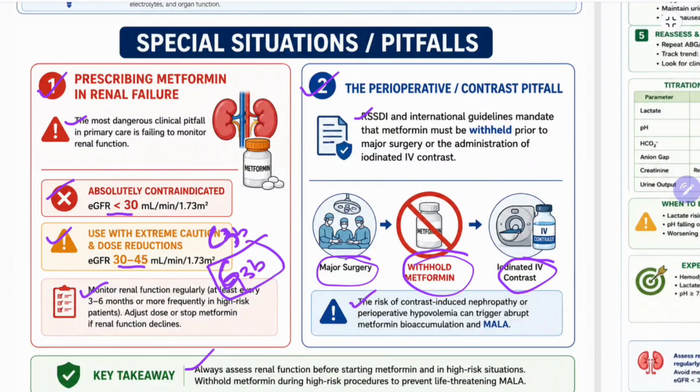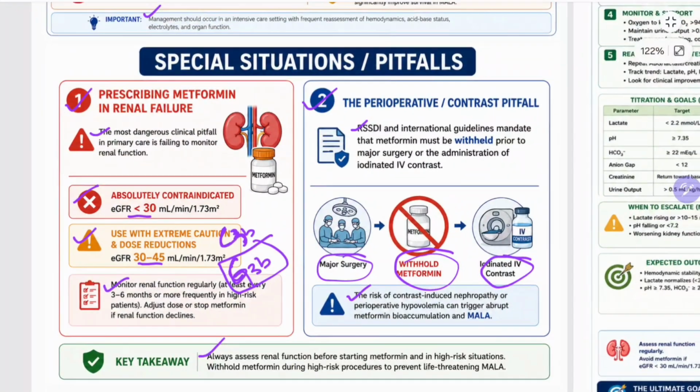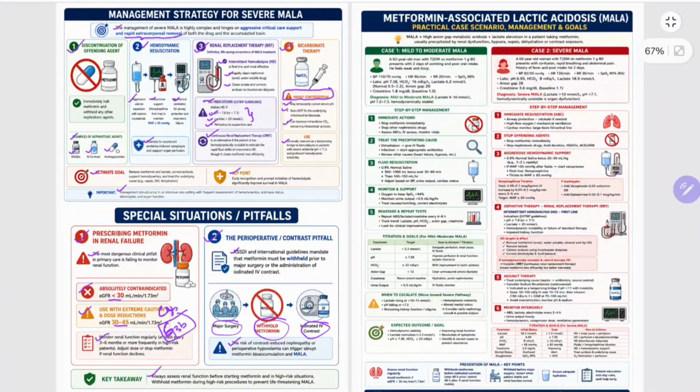Key takeaways: always assess renal function before starting metformin and in high risk situations. Withhold metformin during high risk procedures to prevent life threatening MALA. So anything which is going to affect the kidney, like hypovolemia or nephrotoxic drugs, is going to cause MALA. So on one side, metformin is a very good drug for diabetes mellitus. On the other side, this is the picture of MALA if the patient is having CKD.